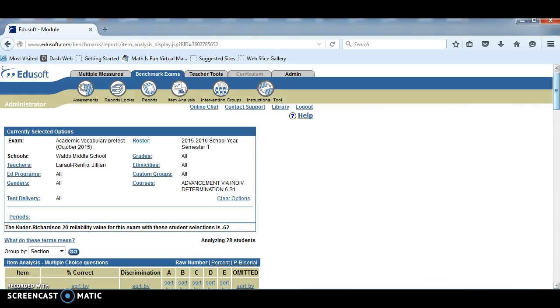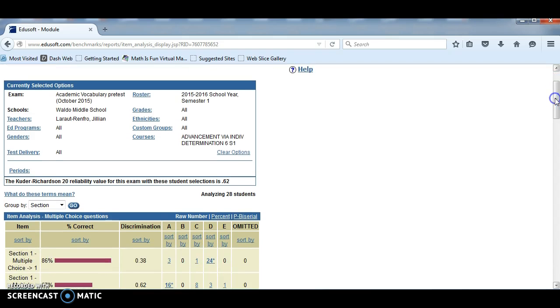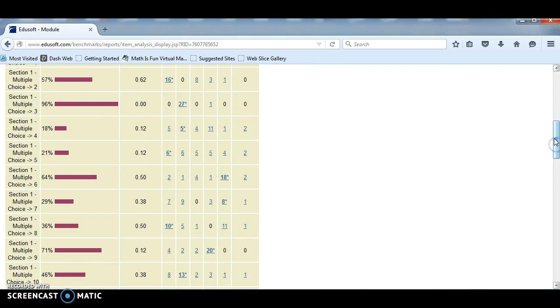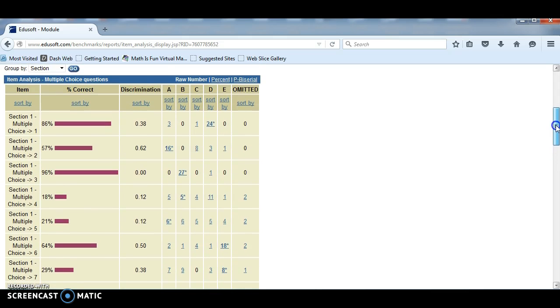and the report's generated here. So notice a few things. This tells us how many students are in the class, and it says there's 28. And then looking at the data here, this tells us the item number, this tells us what percent got it correct, and then this tells us the number of students that chose each answer choice, as well as the number of students that didn't answer that question. And so the one that's starred and bold is the correct answer.